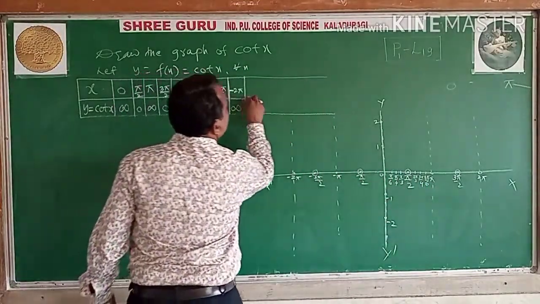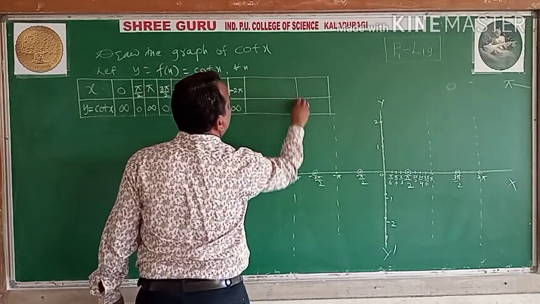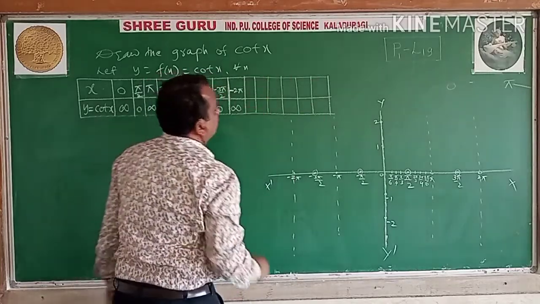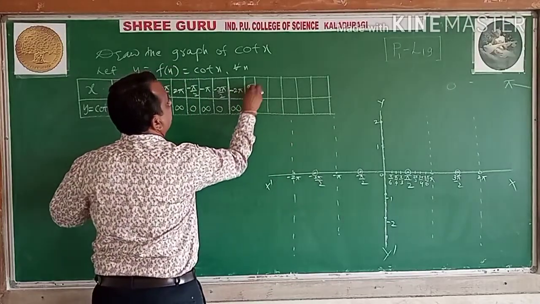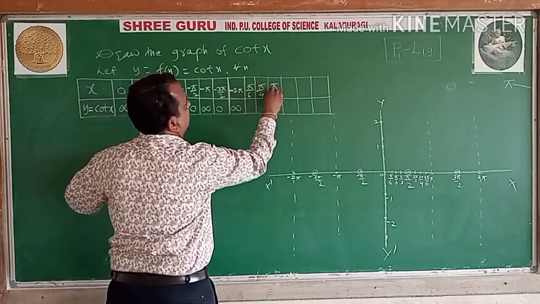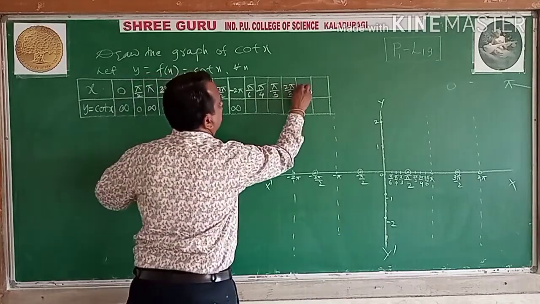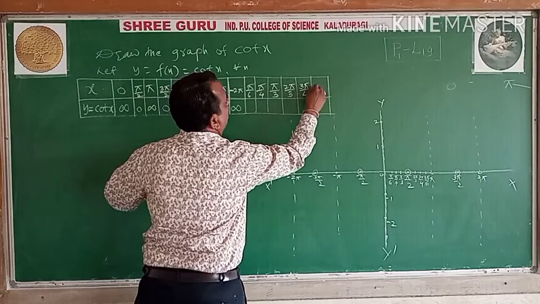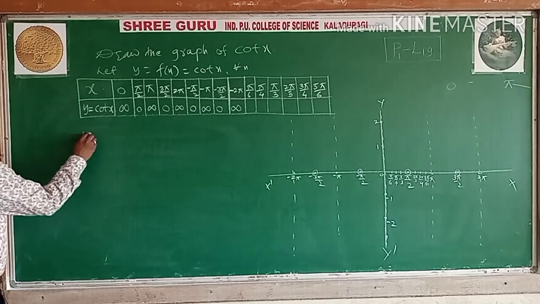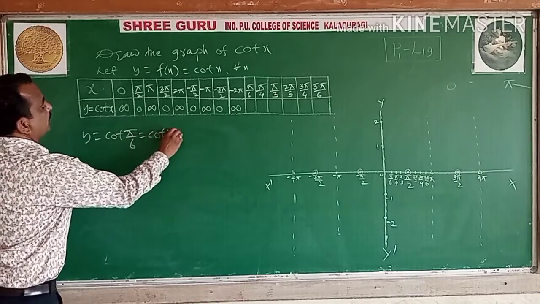Now let us calculate these 6 values here. Pi by 6, 30 degree, pi by 4, 45 degree, pi by 3, 60 degree, 2 pi by 3, 120 degree, 3 pi by 4, 135 degree, 5 pi by 6, it is 150 degree. You need these values here. Let us see, y equal to cot pi by 6, cot 30 degree.